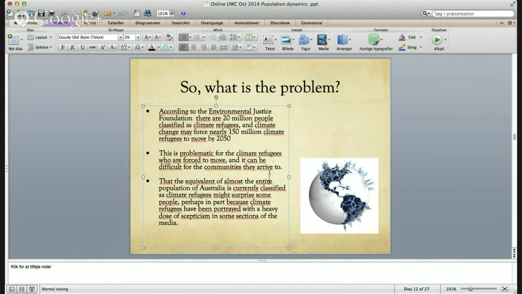And then I think that my last point is just for a bit of perspective. So right now, it's the equivalent of almost the entire population of Australia that's currently classified as climate refugees. That's really a lot of people. And it hasn't really been on the media agenda as much as it could have. I mean, we've known, as researchers, that this was happening for quite some time.